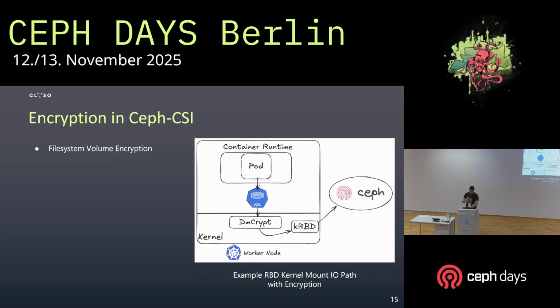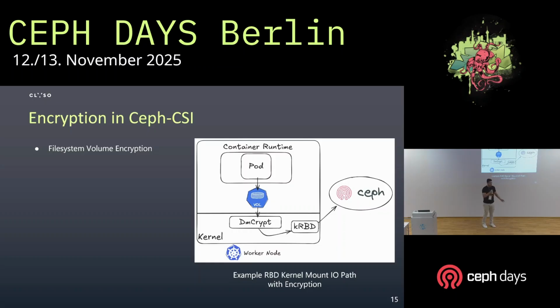Okay, so with encryption it works a little bit differently. You essentially leverage a kernel module called dm-crypt, and dm-crypt handles all of your cryptographic operations. So the encryption and decryption is implemented in the kernel. In our Ceph-CSI module, we just deal with I/O essentially, and the kernel takes care of the rest. And you can do this with dm-crypt for block storage, for RBD images, or you can also do it with fscrypt, which is also a kernel module, for file systems.